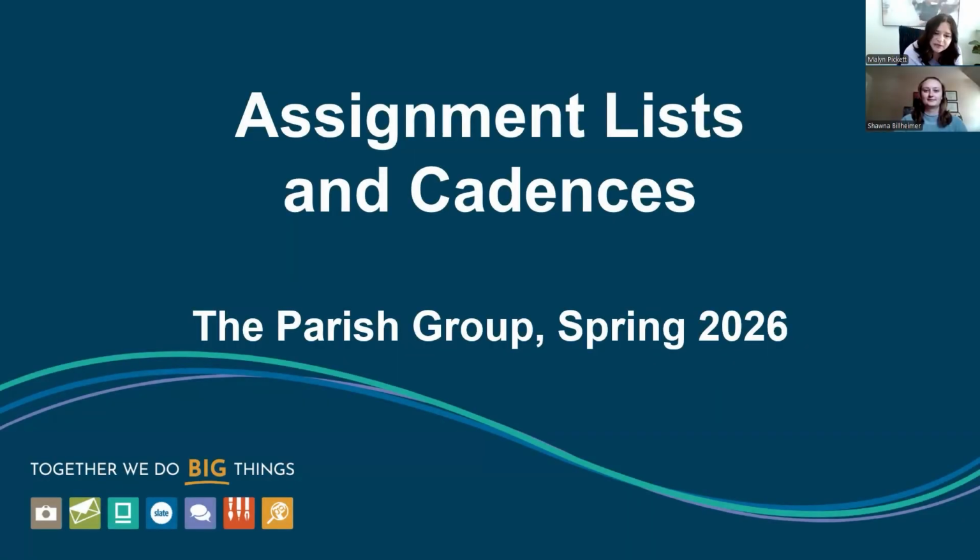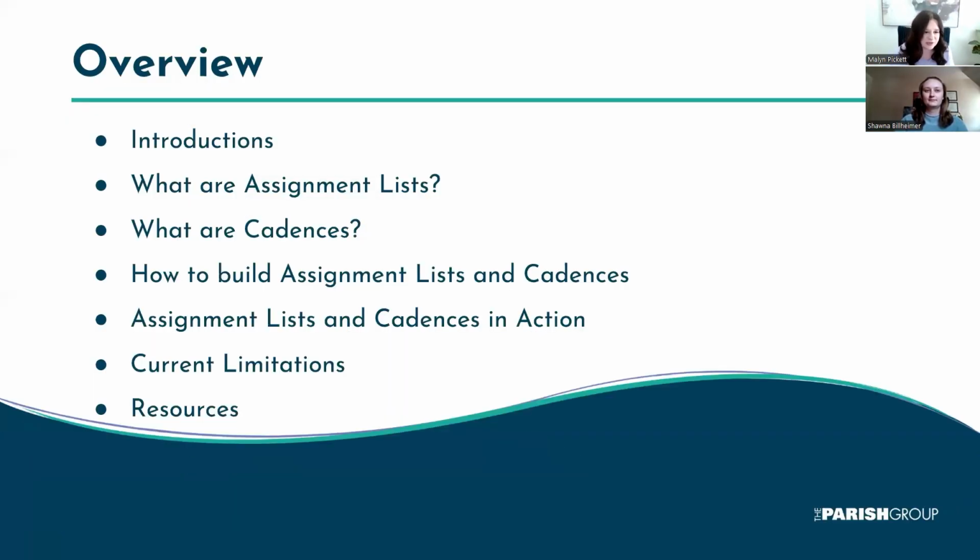We're going to be talking about assignment lists and cadences. Before we get into everything, we'll do a quick overview of what we will be discussing today, and then we'll get into some introductions. We'll do some intros in a second, but then we're going to talk about what assignment lists and cadences actually are. We're going to walk through in depth how to build both assignment lists and cadences. We'll then get to see them in action, including how we can utilize Slate AI with Express portals. And finally, we'll talk through some of the current limitations that exist within assignment lists and cadences today.